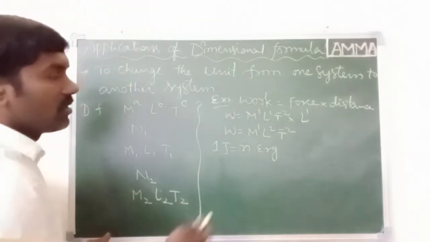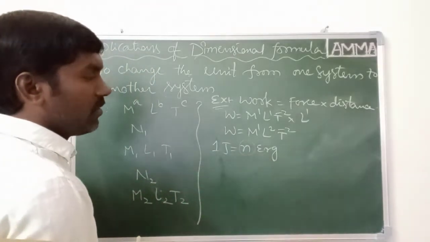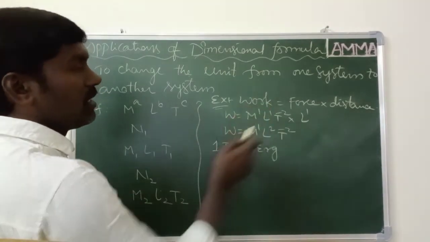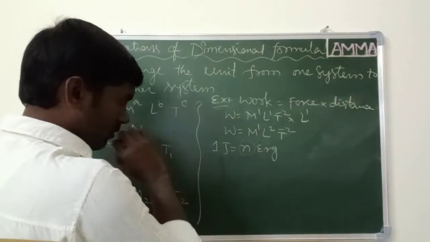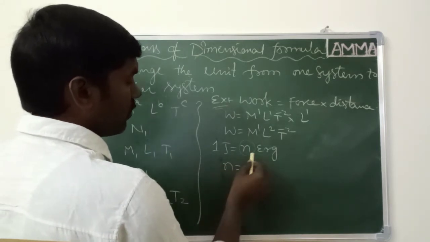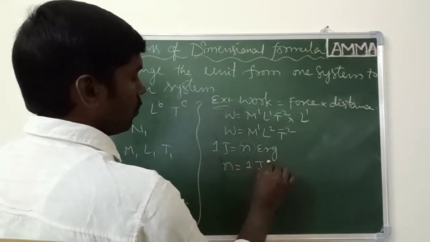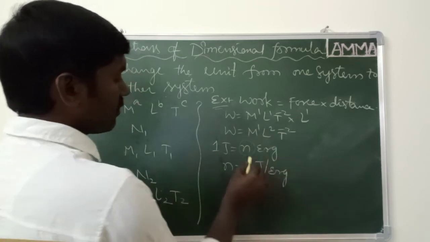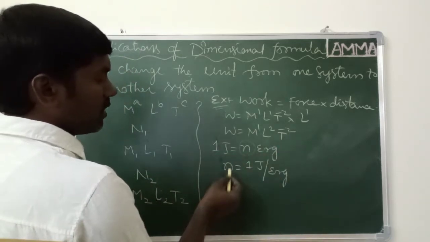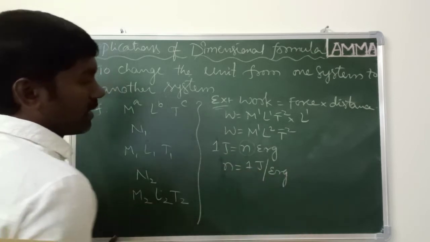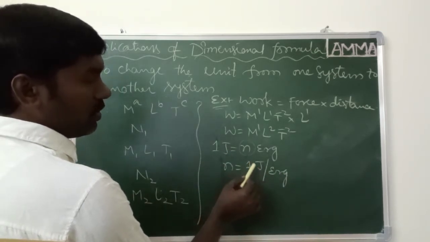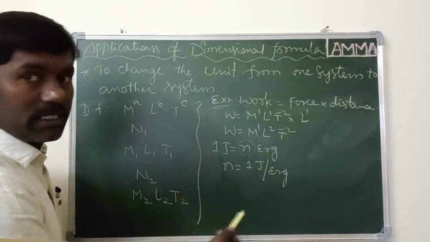Okay students, now let us find the value of this n by using dimensional formulas. Then n is 1 joule per erg. Here 1 joule is equal to n ergs. We are finding the n value, that's why n is equal to 1 joule per erg, which means we are converting from joule, the MKS system, to erg, the CGS system.